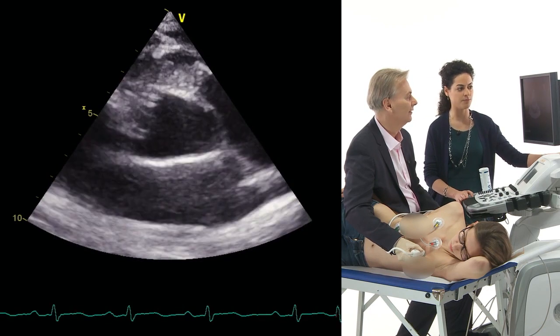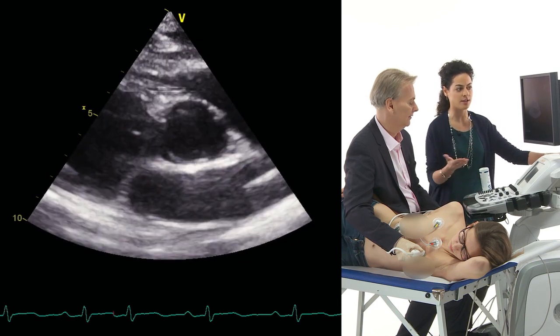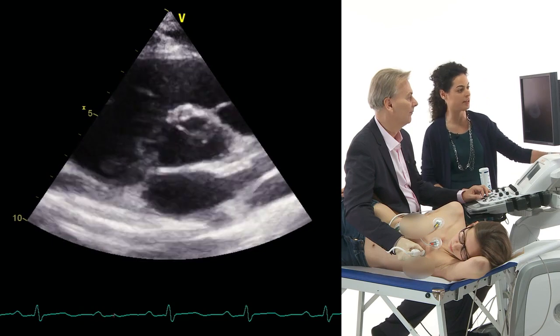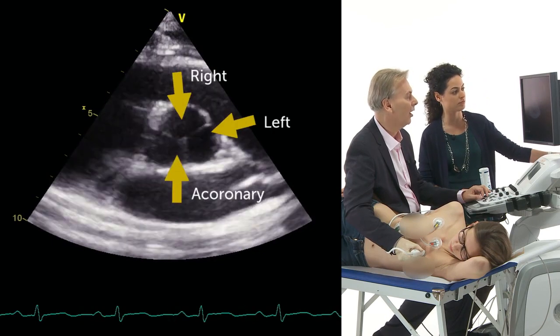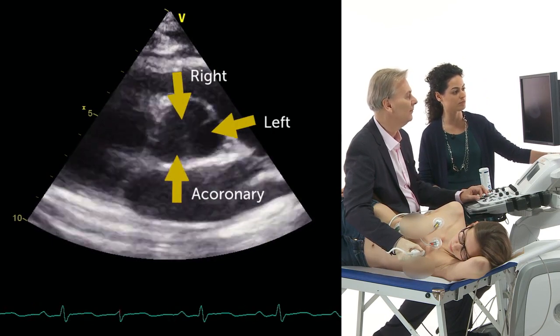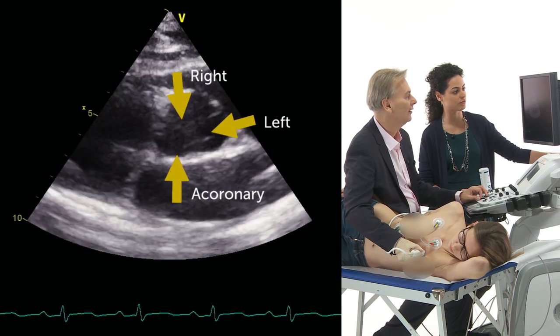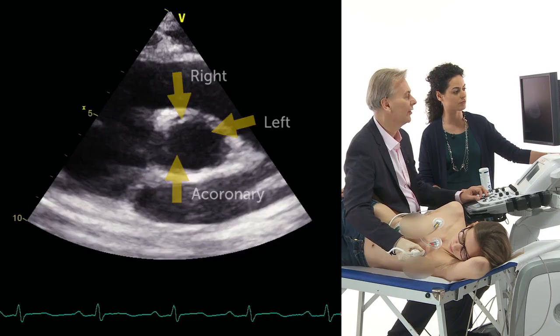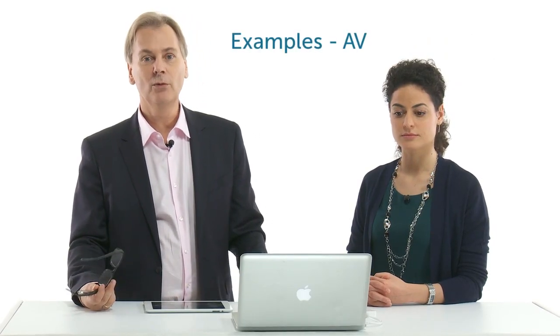Yes, actually, using the parasternal long axis and short axis, you get a really full view of the aorta and the ascending aorta. Right, now you have all three cusps visible. You have the right coronary, the acoronary, and the left coronary cusp. But all this will come in more detail in the future courses. And now we'll turn to a few examples of normal and abnormal aortic valves.